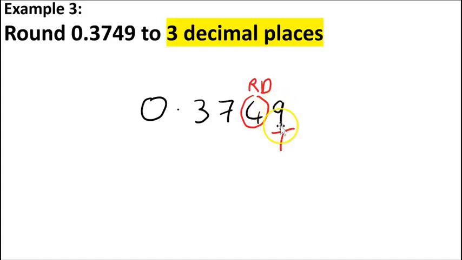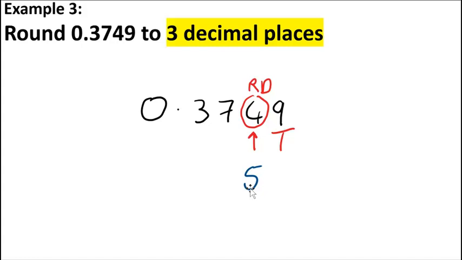So we say our phrase again: 5 or more, let it soar. 4 or less, let it rest. So it's 5 or more. So the 4 is going to soar up to 5. So we have the upwards arrow and the 5. Now we're not finished, because it doesn't make sense to say 0.3749 rounds off to 5. That doesn't make sense mathematically. Those numbers are not close together.